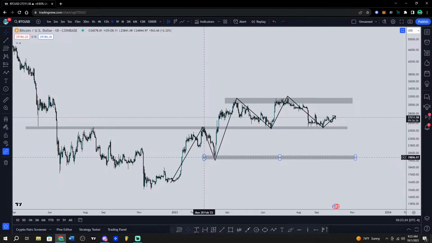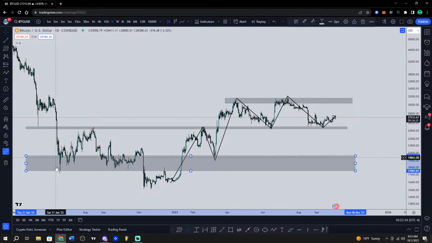Now, what's interesting is if I go ahead and I expand this out, we can see that we did have some type of support over here. Right there, we see how we just kind of tapped into this and we built a lot of orders in this area, fell below it for a little while.